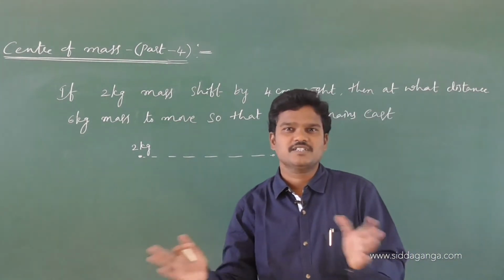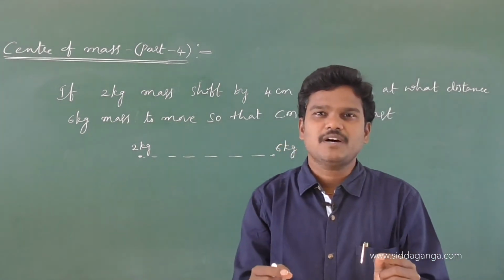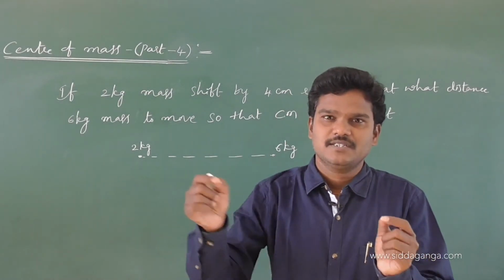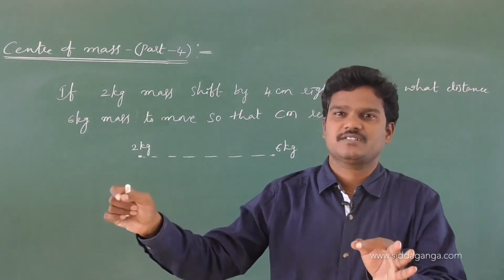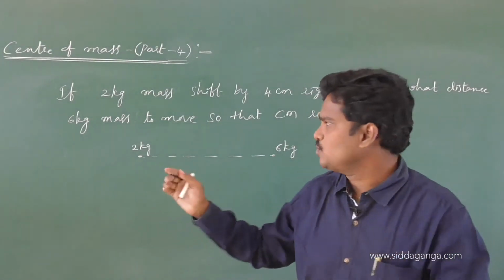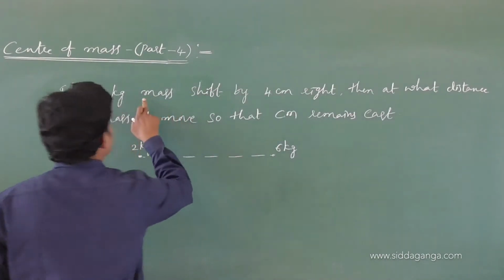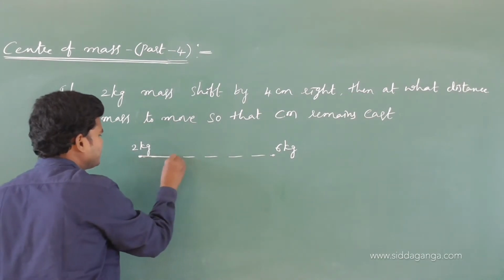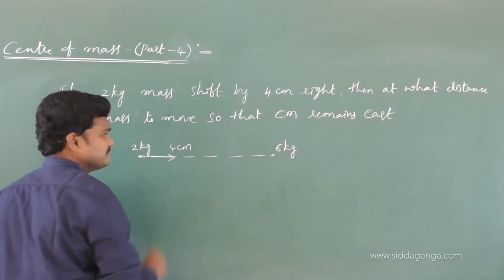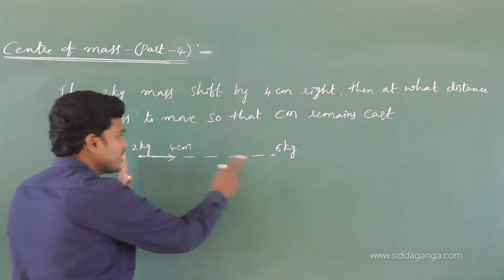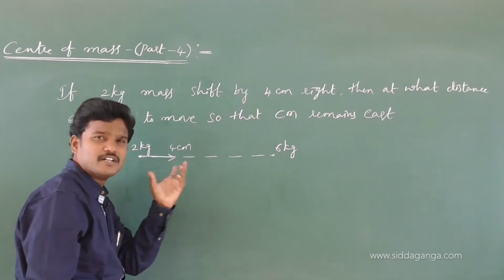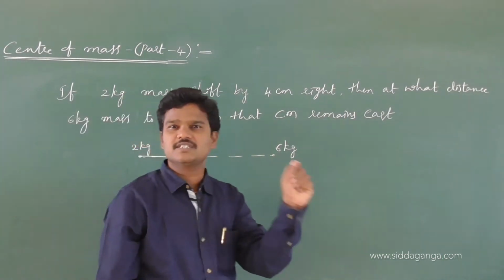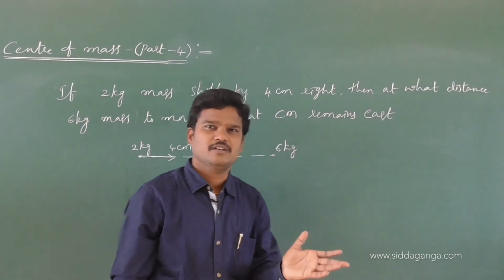Here they have not mentioned the separation, just that they are separated. 2 kg mass and 6 kg mass are separated by some gap. If the 2 kg mass is shifted to the right by 4 centimeter, then if we know the gap between them, we can find where the center of mass is located. Right now the distance between 2 kg and 6 kg is not given. No need to worry.